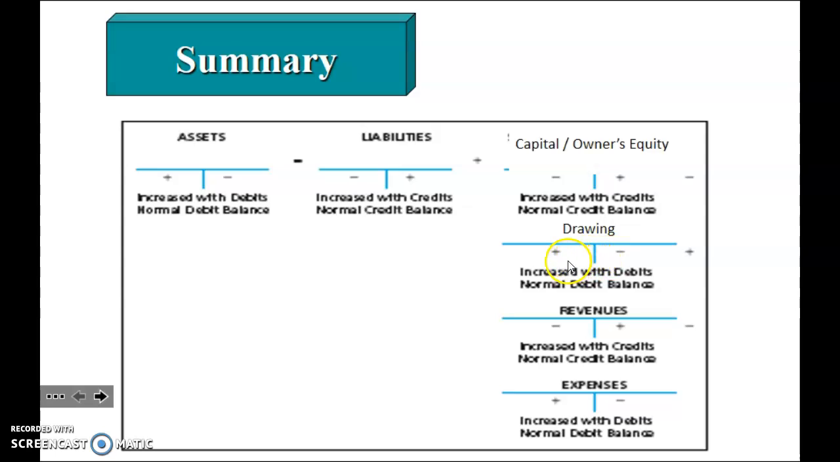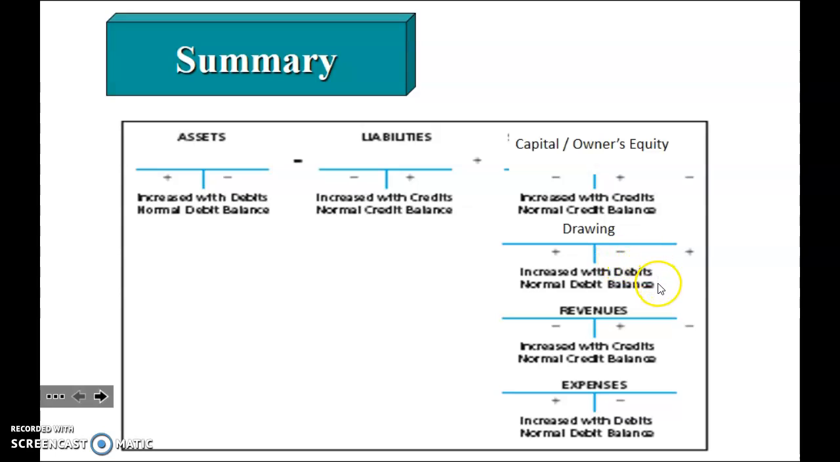Now, remember, if the owner withdraws money for personal use, you would debit drawing and you would credit cash, because you're crediting an asset since you're reducing it. So just remember what happens. Think of what is happening in the transaction before you think about whether it is debited or credited, and think of how the account normally increases and decreases.